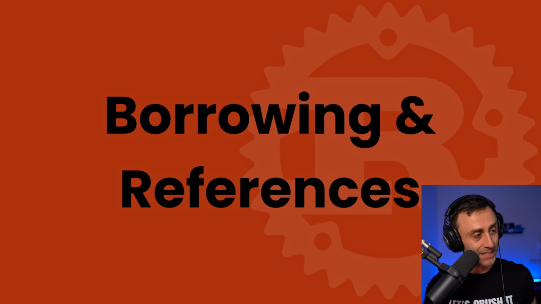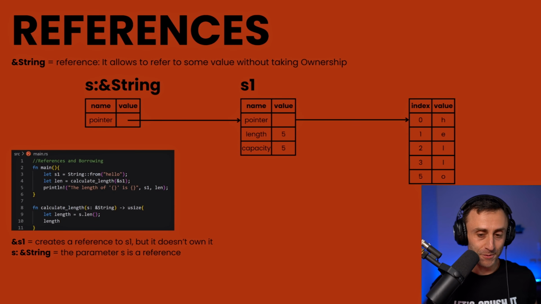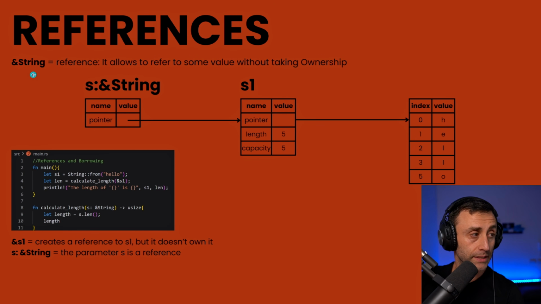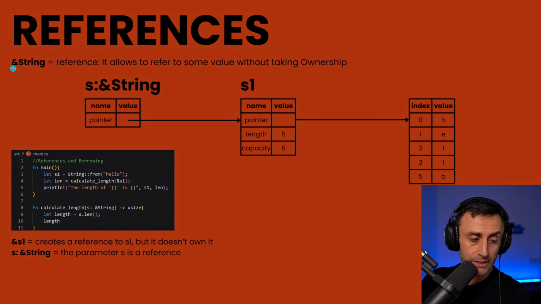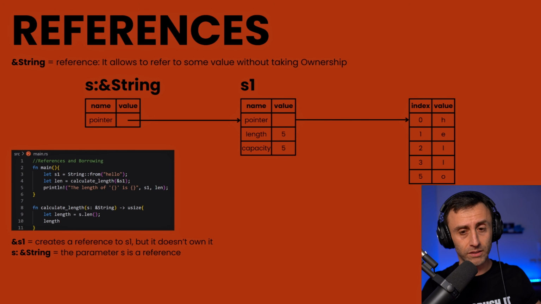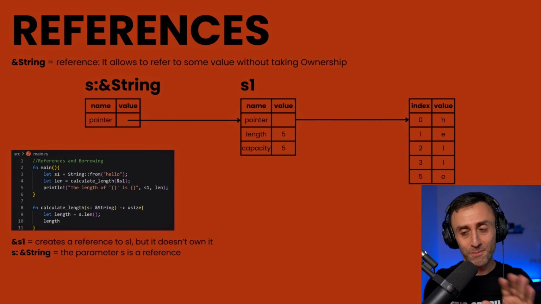Okay. Borrowing and references. There is a solution to this. You just have to be patient for 5 more minutes. What is a reference? References and borrowing. First of all, we introduce them using this ampersand, and we have references for basically all the types. For example, a reference to a string can be of type ampersand String. This is a reference, and it allows us to refer to some value, but without taking ownership. I just wanted to read the value to calculate the length of the string. I don't want to steal ownership from this variable. I just want to use it.